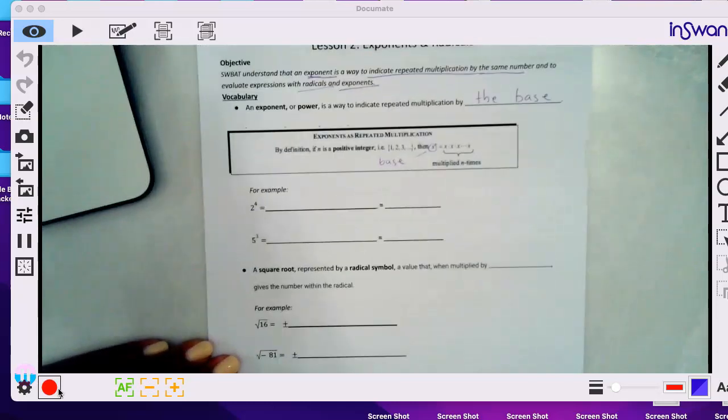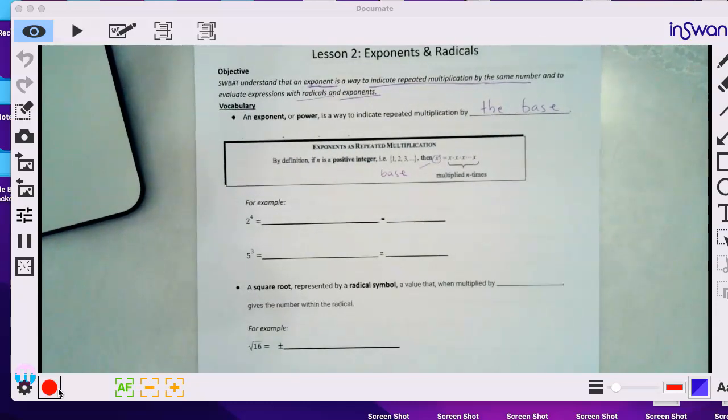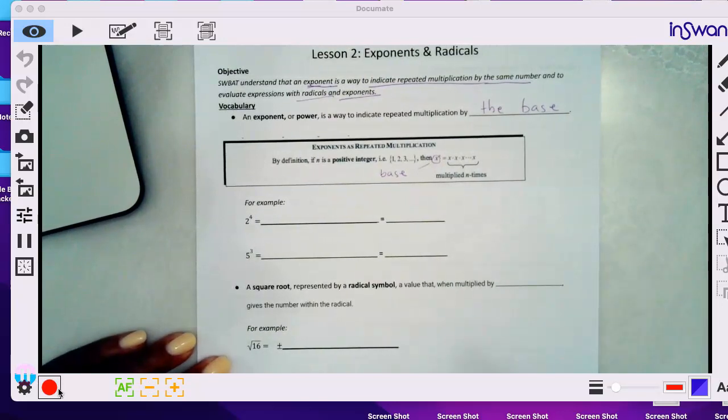Oh my goodness, that's kind of light. All right, I'm going to switch pens. That's too light. So it means that x is the base.